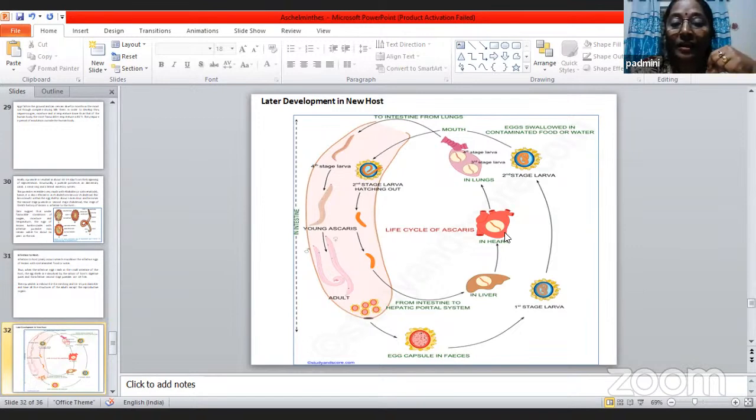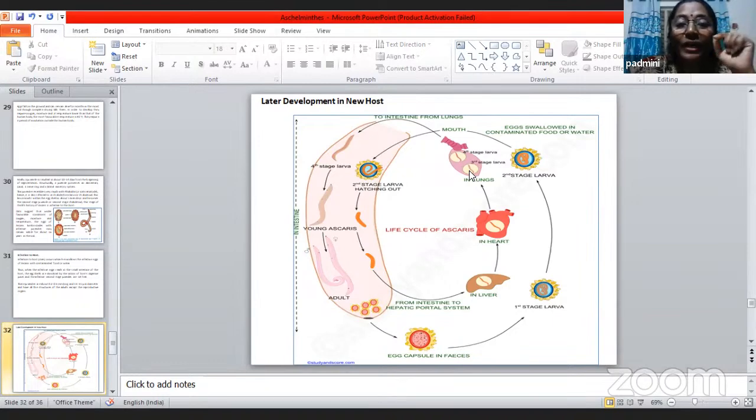So this is the heart. From the heart, through the circulation, they go and reach the pulmonary sacs, that is the lungs. All this is done through circulation. Why? As I told you all, they are very, very minute, microscopic, just 0.2 to 0.3 mm in length. So that is the reason why they are able to swim through the circulation.